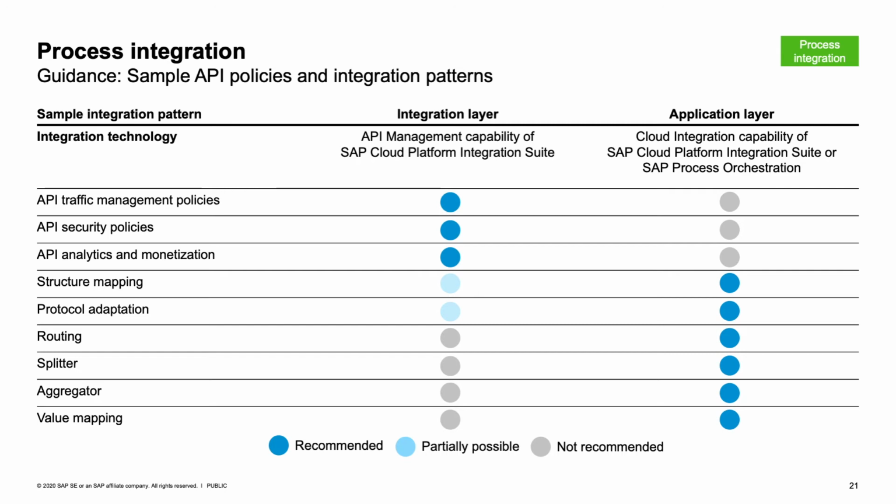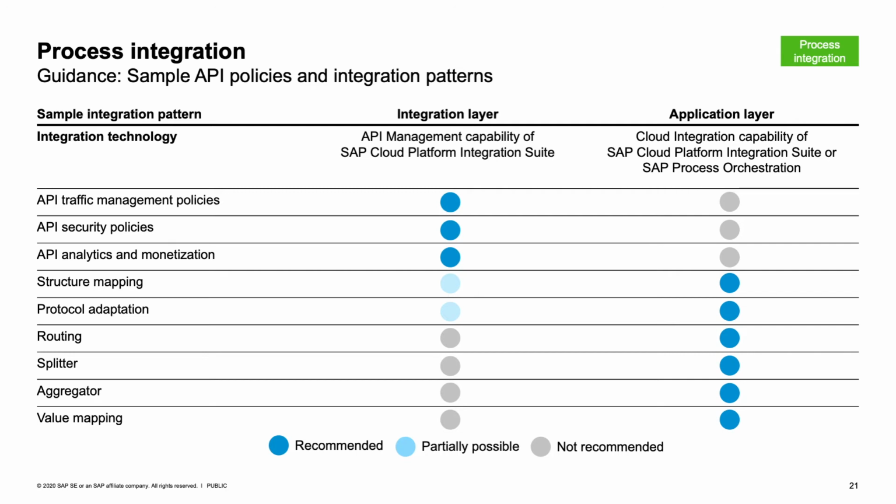Also in a similar way, some guidance on integration patterns here. So typical patterns that you can implement, or that we also recommend to implement in the API management layer, are all of the patterns related to API traffic management, like policies, like quotas, like spikes that you want to manage. So I think this is a typical area. Of course, also API security policies is something that you typically implement in an API management layer. Of course, also analytics on APIs and monetization use cases.